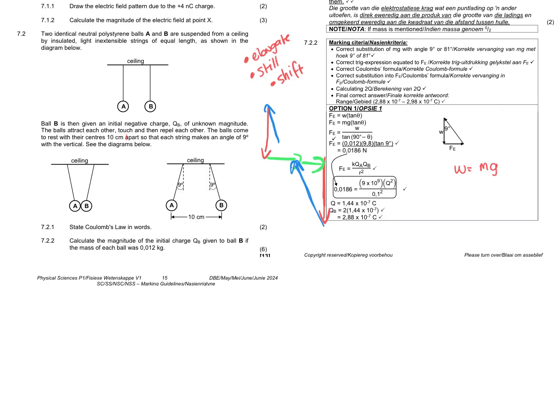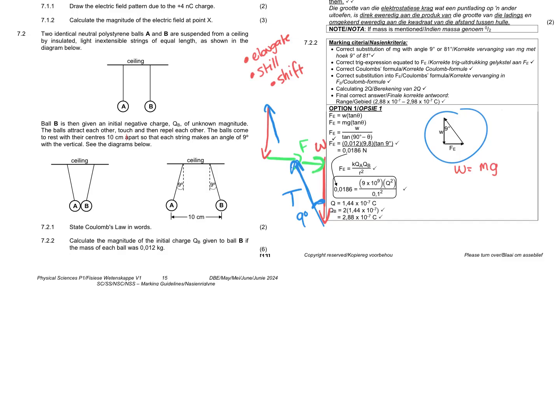The red is the weight. The green is the electrostatic force. And the blue is the tension. The 9-degree angle is between the weight and the tension, so in my diagram it would be there. If you can't make this triangle, you're going to be in trouble a bit. But anyway, they are asking you to work out the charge.